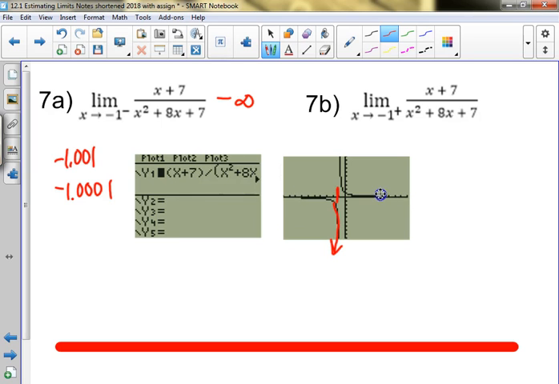What is the right-hand limit approaching here? From the right, it's going up. So if it said, what is the limit as x approaches negative 1 of this function, you would tell me what? Does not exist. Okay? This is a description of it from the left and a description of it from the right.